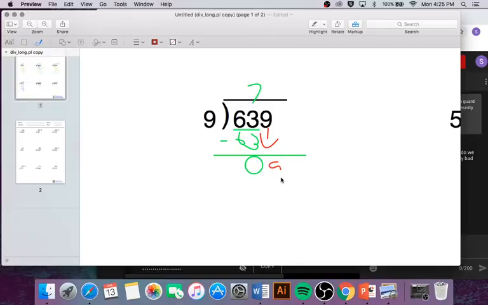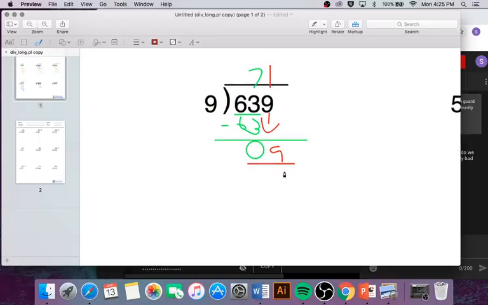We have to see now how many times 9 will go into 9 without going over, which is 1 time. 1 times 9 is 9. And we're going to subtract. We have 9 minus 9, which is 0. So our answer to 639 divided by 9 is 71.